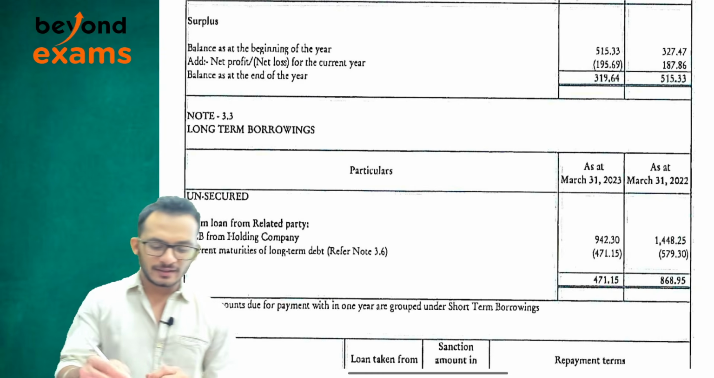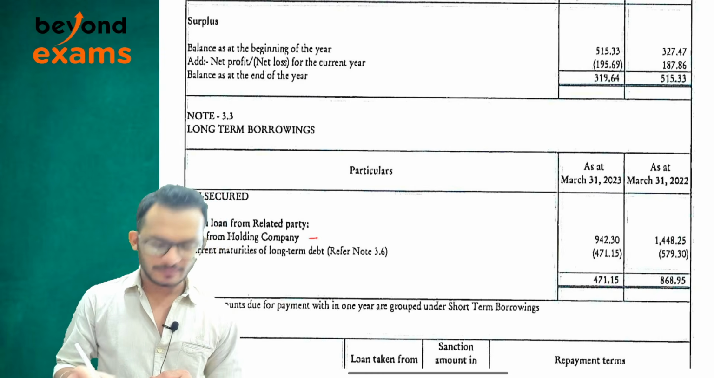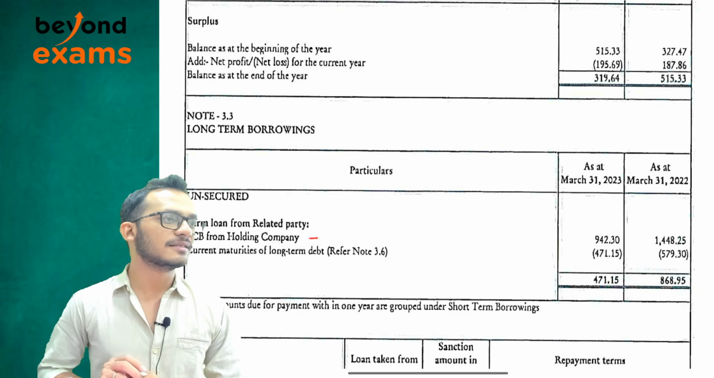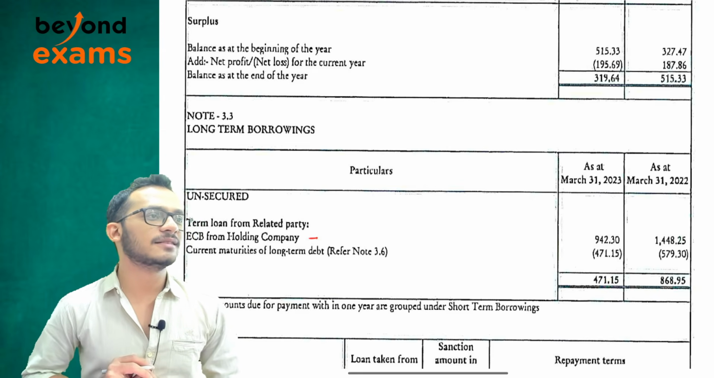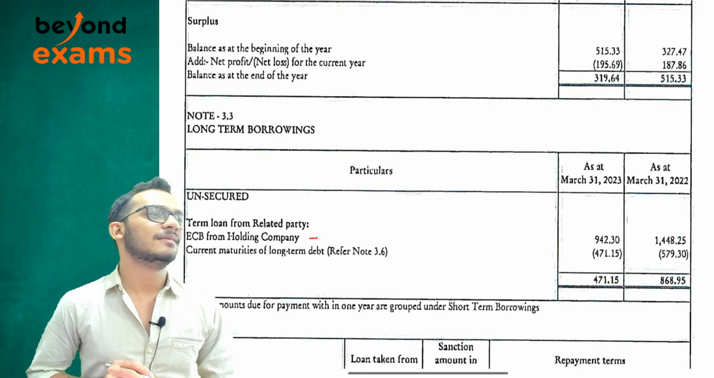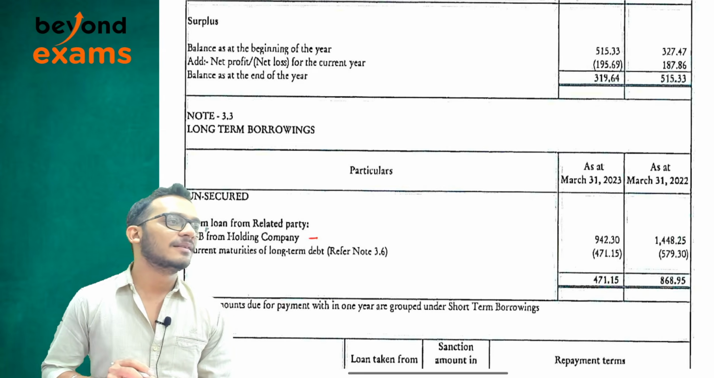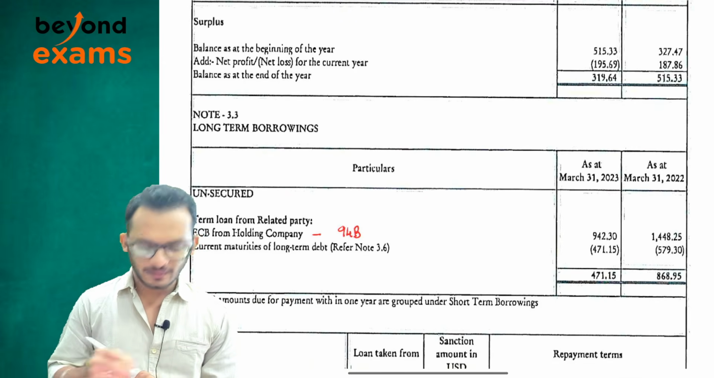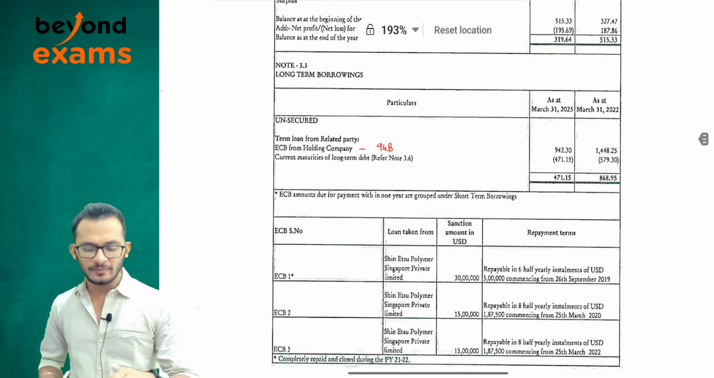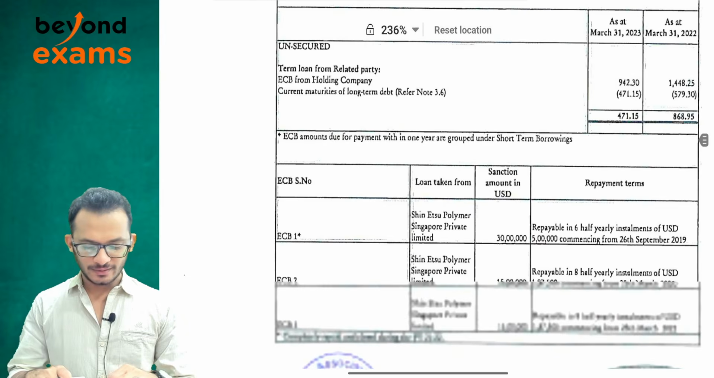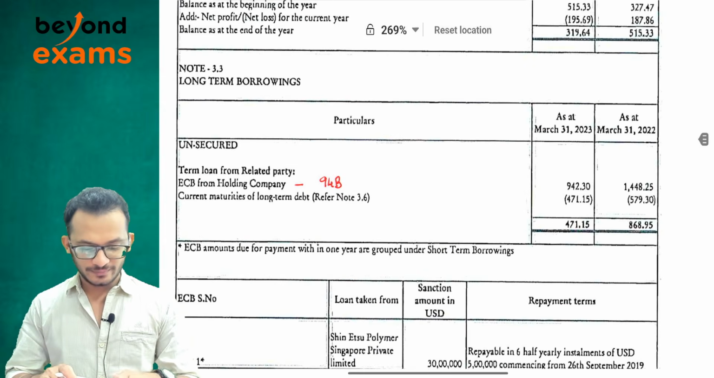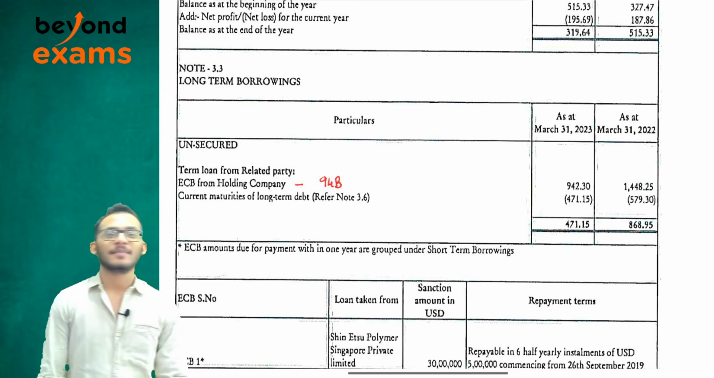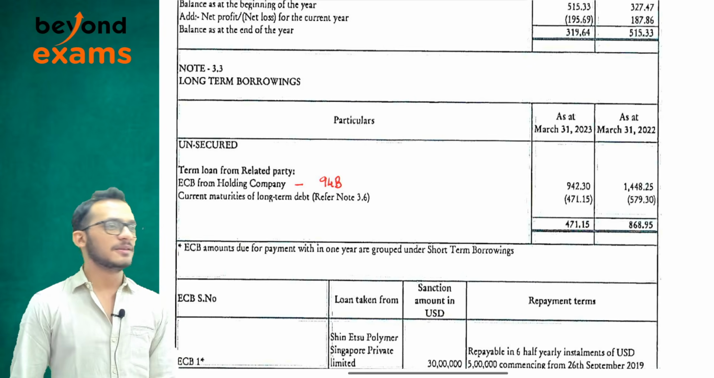We are now invoking a section called section 94B. Anyone, any idea? 94B talks about thin capitalization.